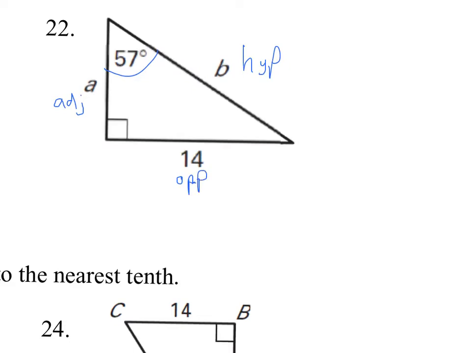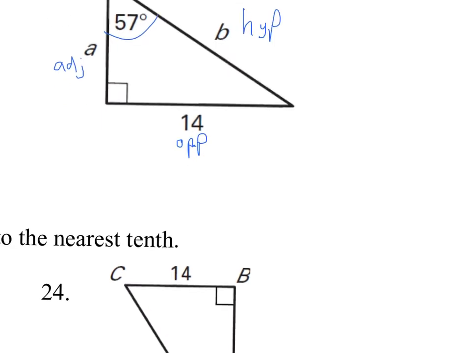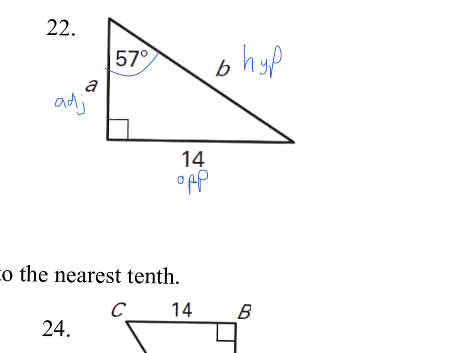So you might be able to tell, now that we've set this up, that if we're using 57 degrees and we want to use adjacent and opposite, that would be tangent 57. So we'll do that. And if we wanted to do opposite and hypotenuse, that would be sine. So we'll also do that. It doesn't matter what order you do them in, but that's probably how I would solve this.